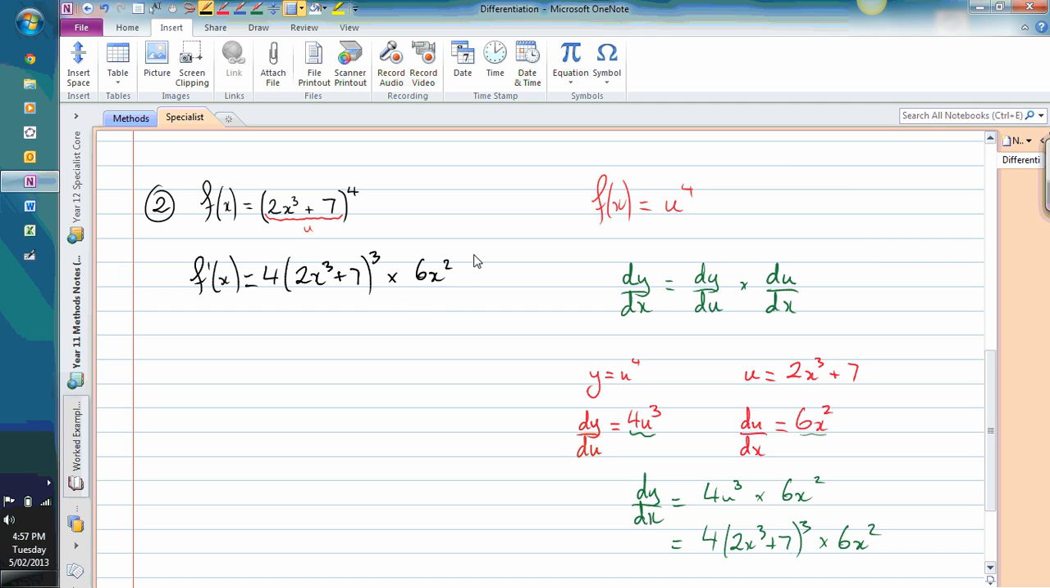And we're going to have to tidy that up. 4 times 6 is 24. The x squared is going to end up out the front because we like to write it there. And I get 24x squared times (2x cubed plus 7) all to the power of 3.